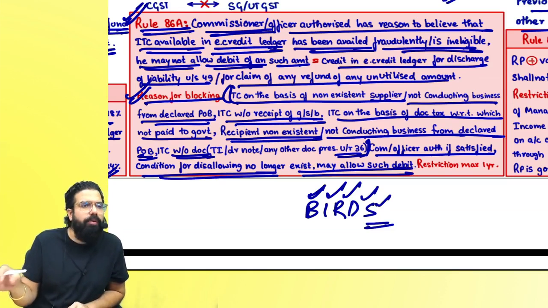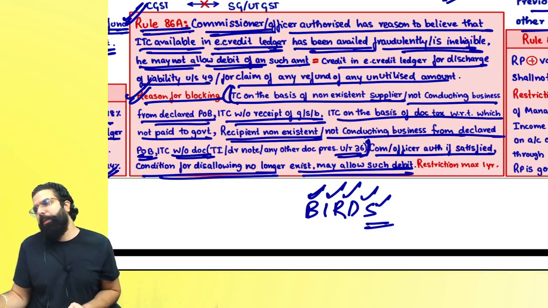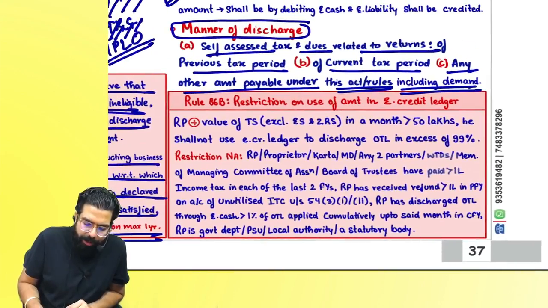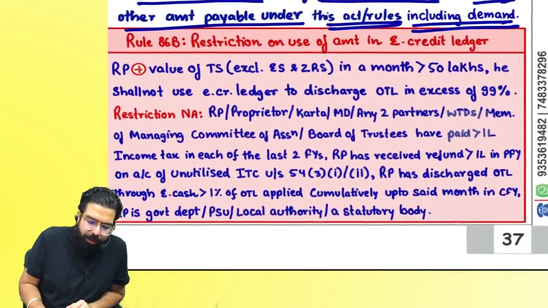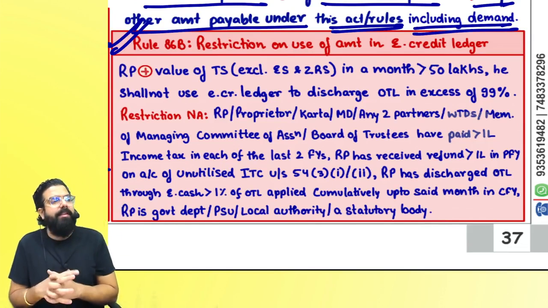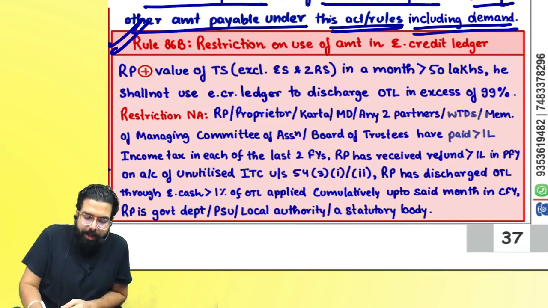Basically, he will allow you to debit the amounts in the e-credit ledger. So the restriction is maximum applicable for 1 year. Within 1 year, the commissioner has to go ahead and do the adjudication. Next, rule number 86B says restriction on use of amount in the e-credit ledger.